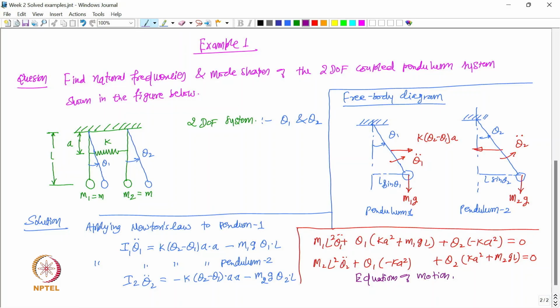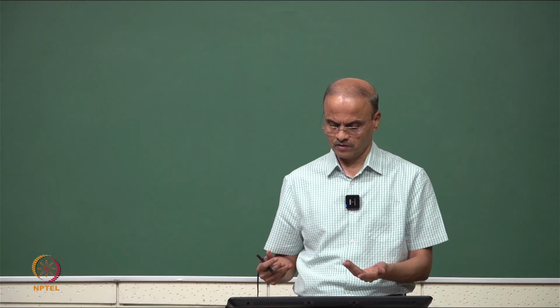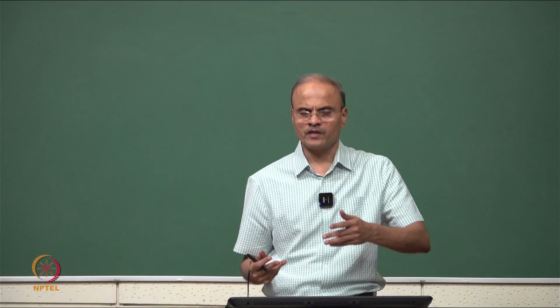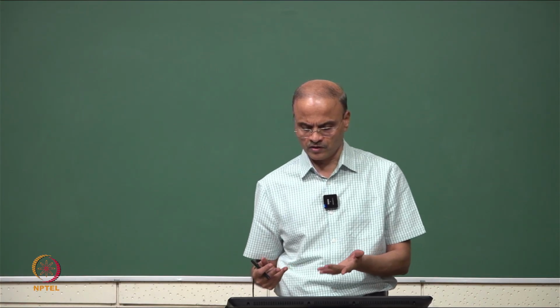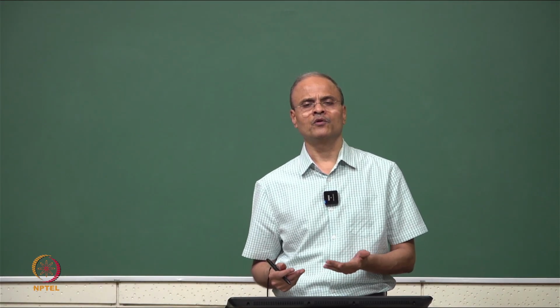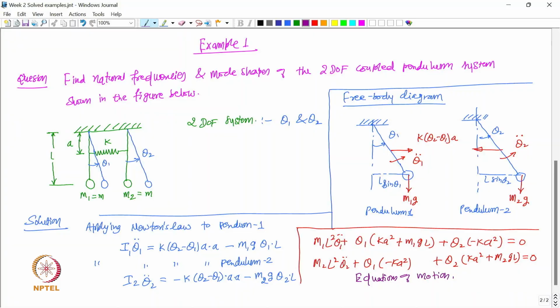They are simultaneous in the sense that they are dependent. So, we cannot solve these equations one by one, we have to solve them together, because the coordinates are coupled. You can see theta 1 and theta 2 appear in both equations. It is not that pendulum 1's equation is dependent only on theta 1; theta 2 is also there, and the same thing is true for the equation for pendulum number 2, right.